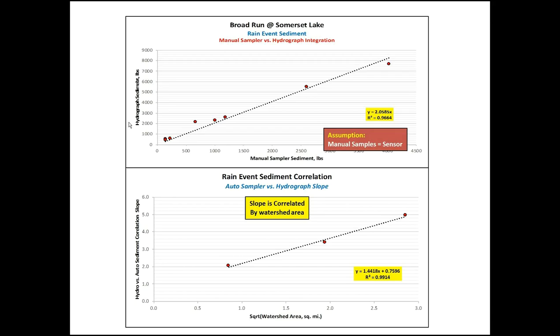So we plan to use this technique at Broad Run to help us tell directionally whether we are making improvements in the watershed or it is getting worse over time. This will be a kind of signature, if you will, of that watershed to allow us to test it. And that's it.